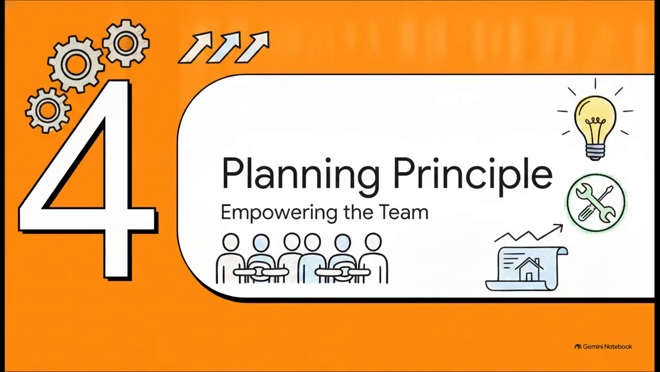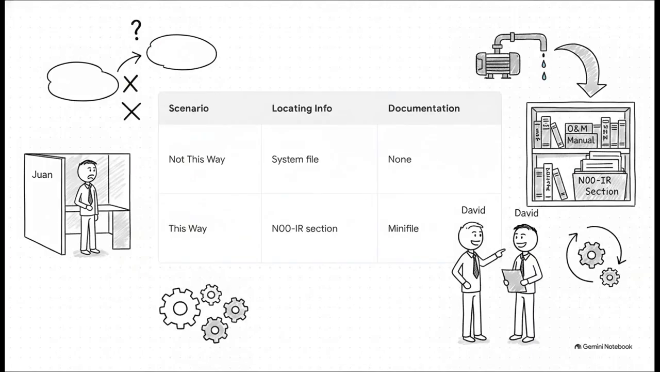All right, final part, Section 4, the core planning principle, empowering the team. The overarching lesson from all these illustrations is that good planning isn't just about getting today's job done. It's really about creating a system that makes the job easier, safer, and way more efficient for the next person tomorrow. And this brilliantly illustrates that point. Just look at how Supervisor Juan is treated in our 2 universes. When Juan asks about the hypochlorite pumps in the not this way scenario, he's left hovering awkwardly in a cubicle and 0 new information is added to the system.